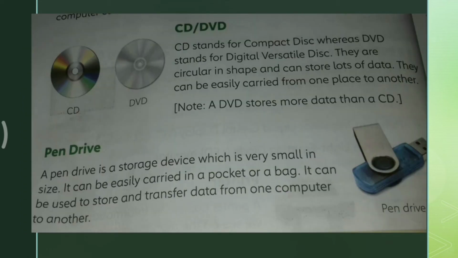Now next is CD and DVD. CD stands for compact disc and DVD for digital versatile disc. They are round in shape. You have already seen that these are circular and round in shape and can store lots of data.